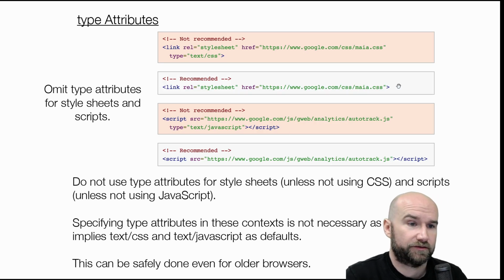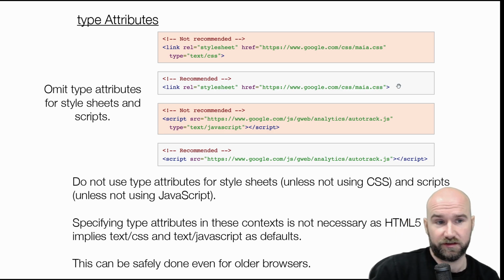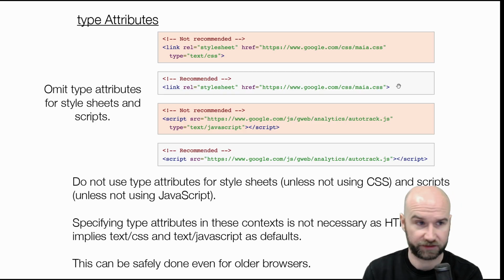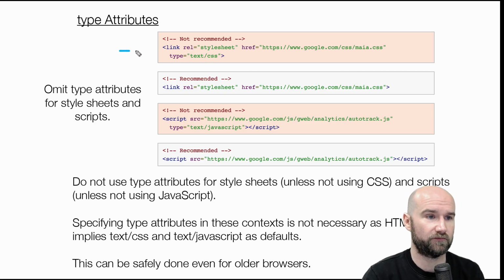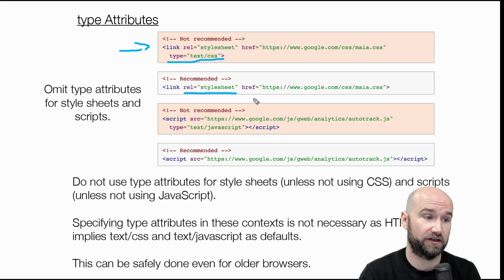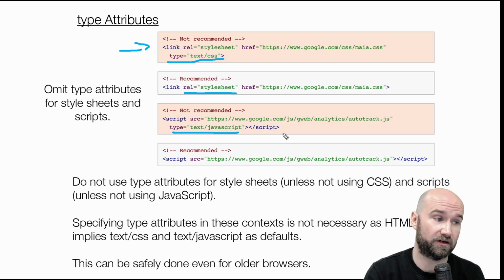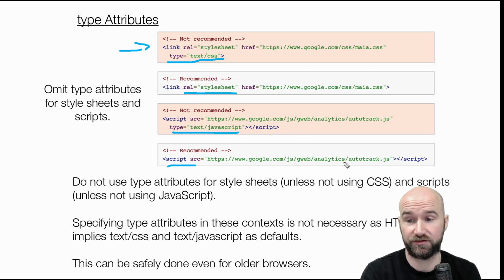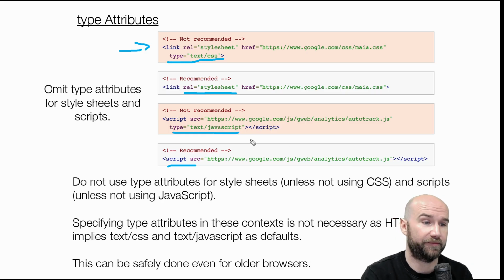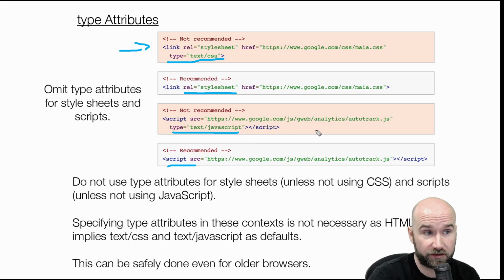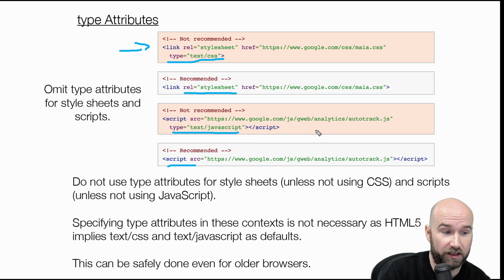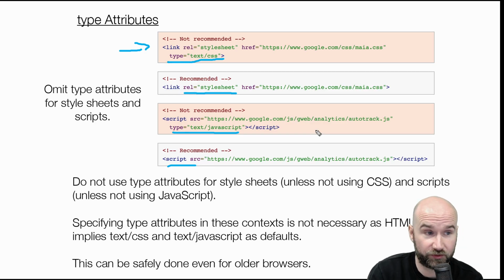So, the type attributes. If we take a look at our link here, we have a type of text/css. We don't need that anymore when our relation is a style sheet, because it's the default. And the same within a script tag, we no longer need the type because the default is understood to be JavaScript. So having them is fine, but you don't need them there anymore. And it can be safely done even for old browsers at this point as well.